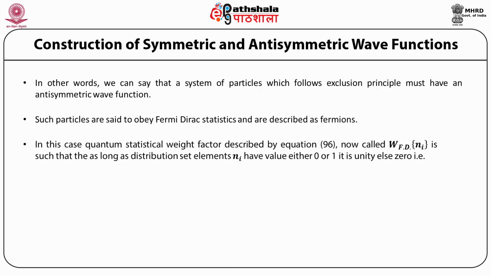In this case, the quantum statistical weight factor, described by equation 96, now called the weight factor for Fermi-Dirac statistics over the states Ni, is such that as long as the distribution set elements Ni have value either 0 or 1, it is unity, else 0. That is, the weight factor of the Fermi distribution function over the distribution set Ni is equal to 1 if summation over i of Ni square is equal to n, and 0 if summation over i of Ni square is greater than n.